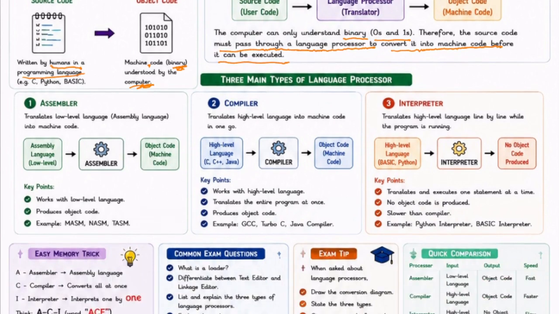So what does the assembler do? The assembler translates low-level language, which is assembly language, into object code, which is the machine language. The key point about assembler is that it works with low-level language and produces object code. So when you think of low-level language, the translator that should come to mind is the assembler.